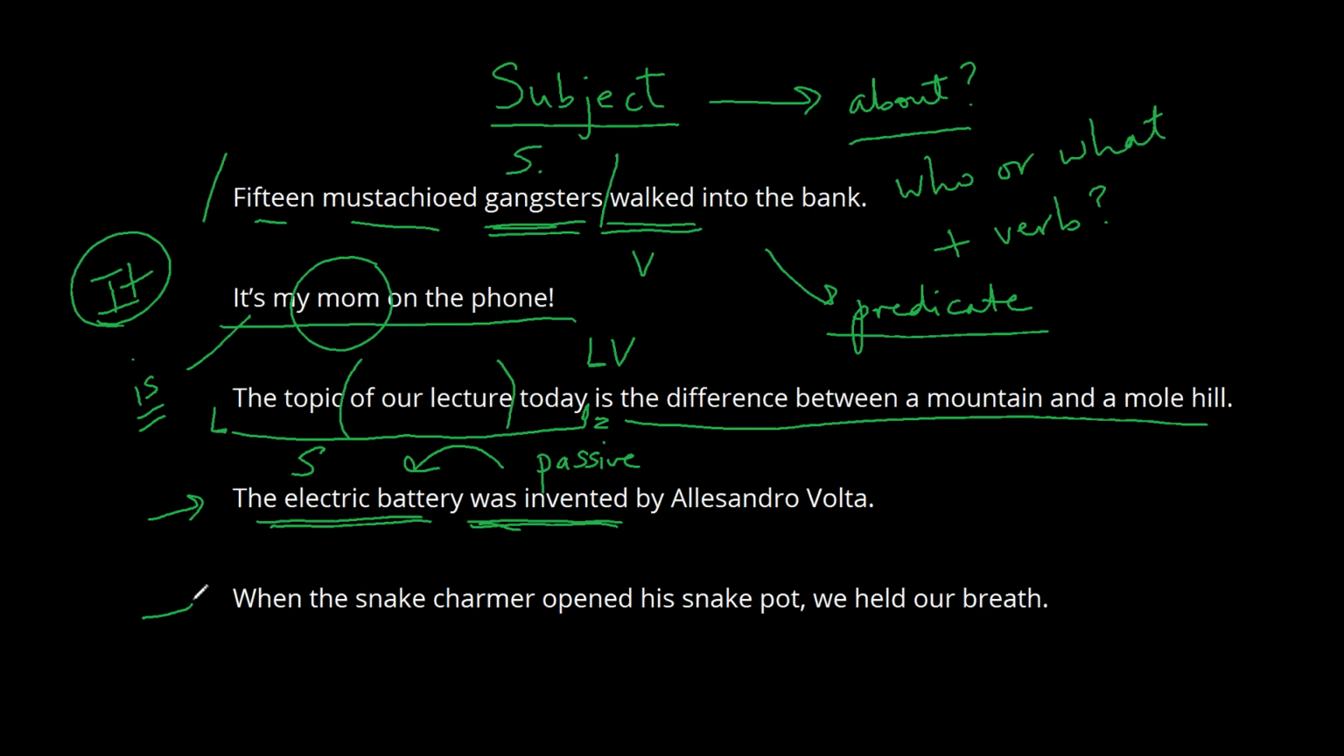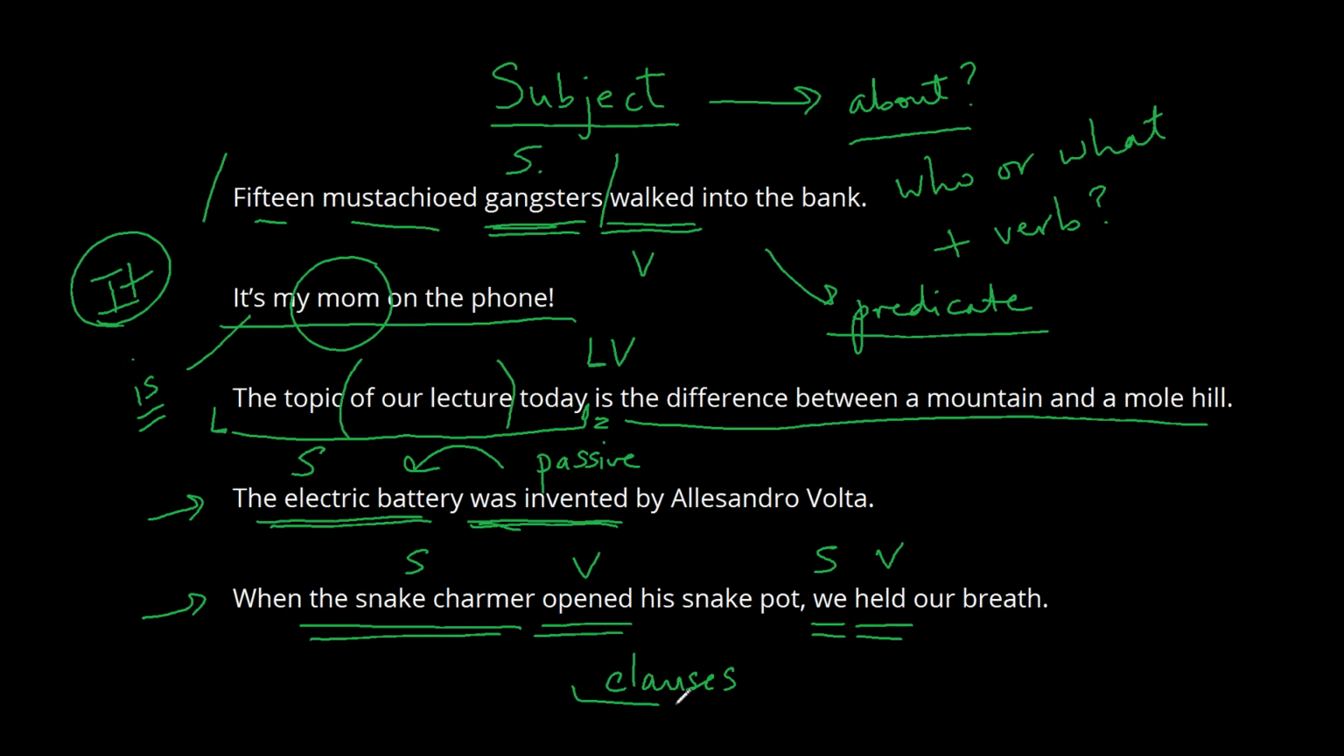One more to have a look at here. When the snake charmer opened his snake pot, we held our breath. Okay, so what this one shows is that a sentence can actually have multiple subjects and multiple verbs. And that's because what really has a subject and a verb is a clause, and you can add multiple clauses to a sentence. So in this case, we have opened is the first verb, and then we say, well, who or what opened his snake pot? And we would answer that with the snake charmer. So there's our subject. And then after the comma, we have another clause. So we have held is our verb. And we is our subject, so who held our breath? We did. And now we can see that we have actually two clauses.